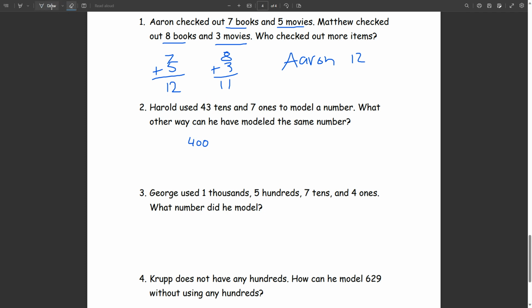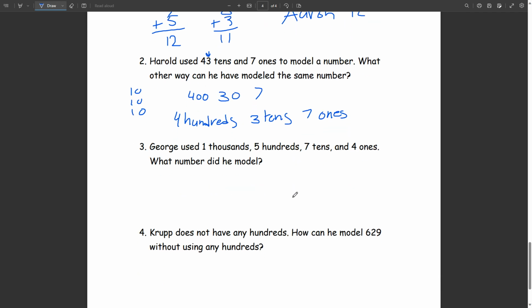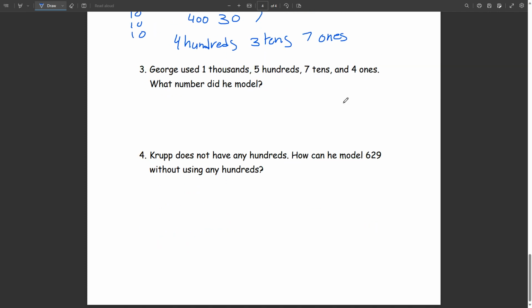All right, so we cross that out. And now for our 3, this will just be 3 tens now. So 3 tens, we can do this: 10, 10, 10. So it'd be 30. Right? 30 and then the 7 ones. So instead we could have just written 400, 3 tens, and then 7 ones. Right? Let's skip 3 and do number 4.